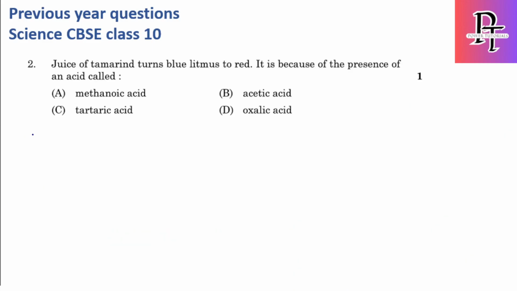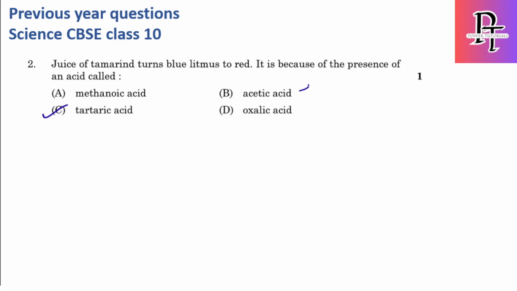Next, let's move to the second question. Juice of tamarind turns blue litmus to red because it is an acid, thus it is turning blue litmus to red. It is because of the presence of acid. The acid is called tartaric acid. It's a direct answer. Okay, let's move to the next one.